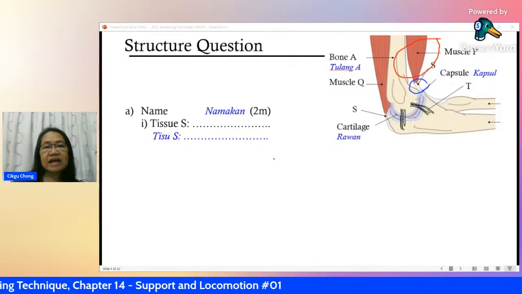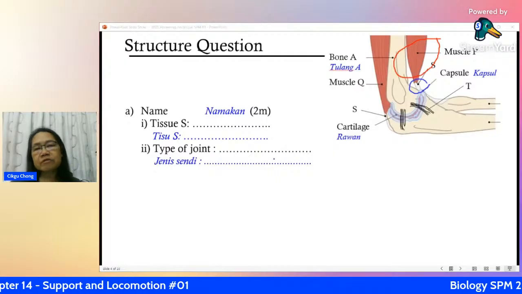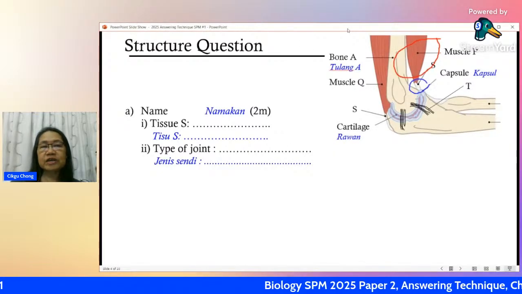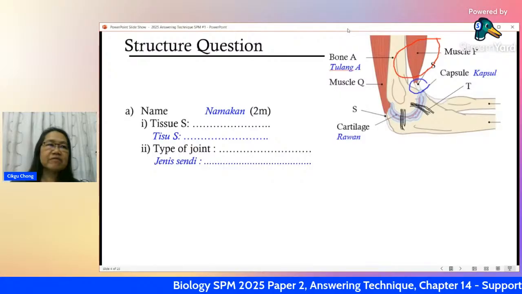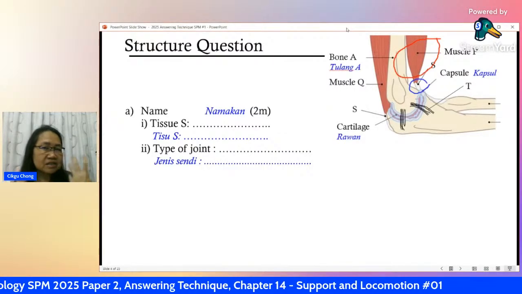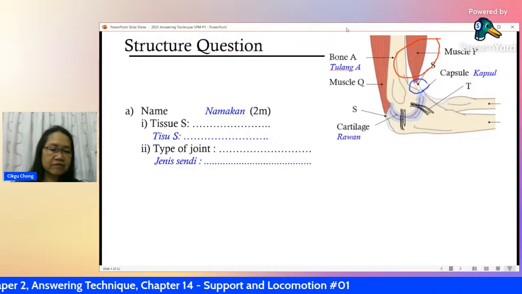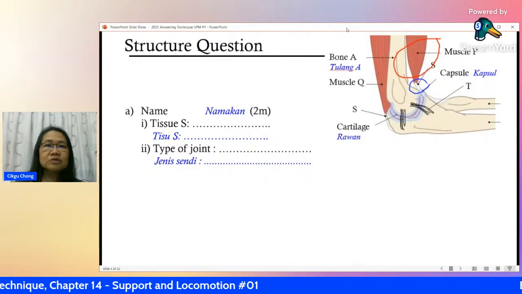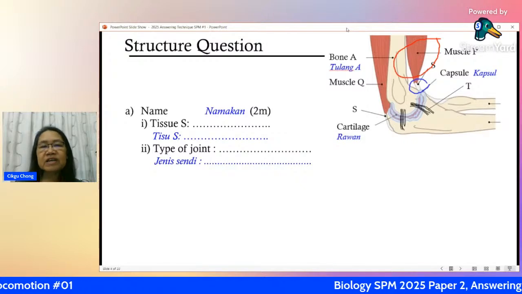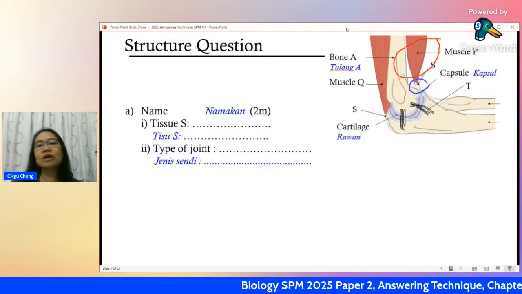Next question: what type of joint is this? There are 3 types of joint. We have the immovable joint, which cannot move at all. Then you have the slightly movable joint, and also the freely movable joint. Specifically, what is the type of joint for this elbow?